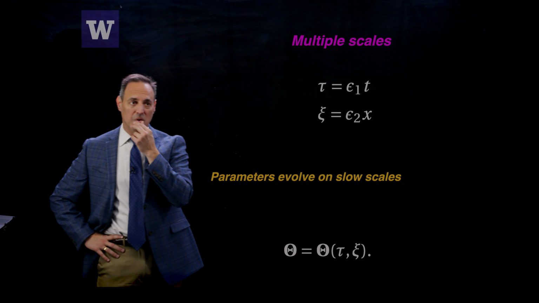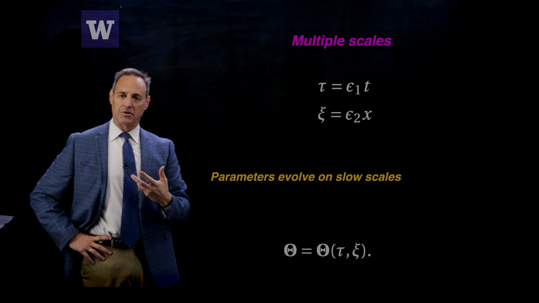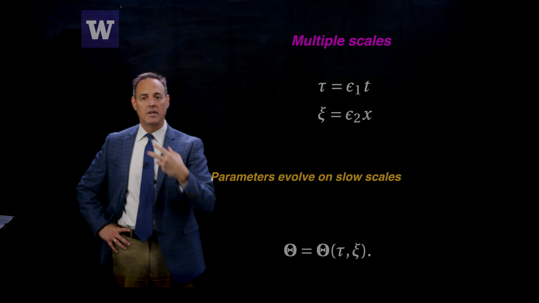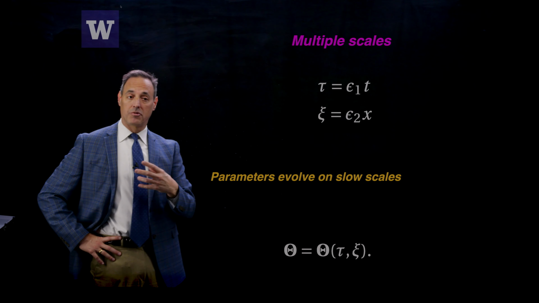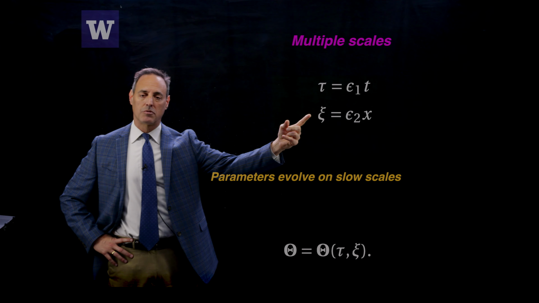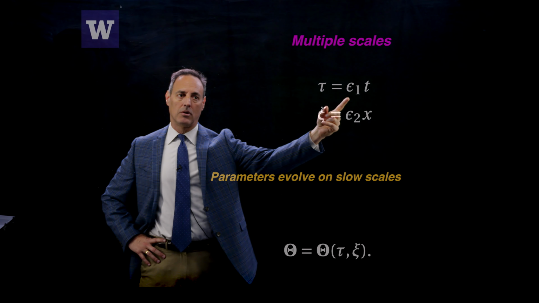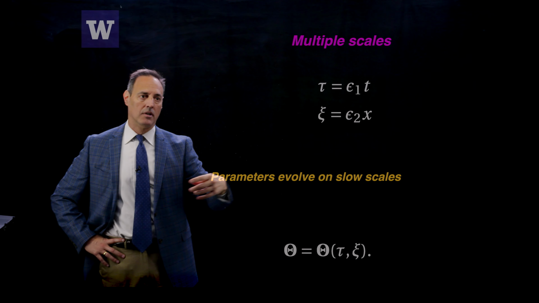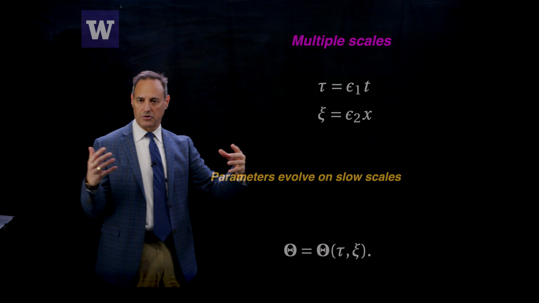So what we're going to do is introduce multiple scales. But now it's a spatial temporal system. When we considered perturbation theory before, we considered either a spatial system or a temporal system. Now we have both space and time. And so I introduce slow time scales, tau, and slow spatial scales, xi. Here, there's a small parameter, epsilon 1, epsilon 2. Tau is slow time. Xi is in some sense slow space, or longer spatial scales.